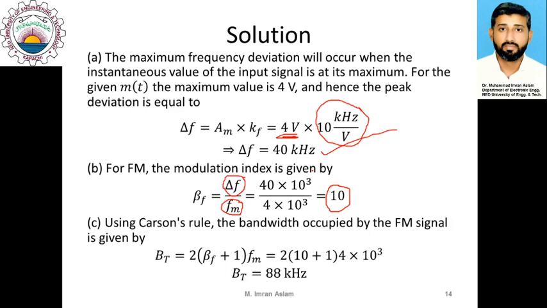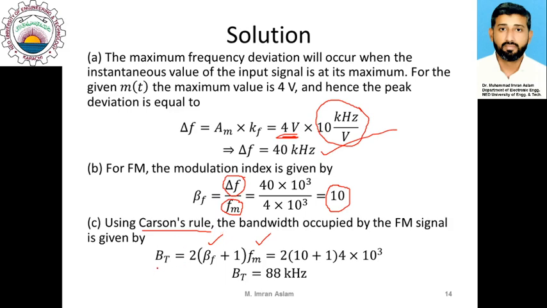So in order to calculate bandwidths, there are certain tables available, but there is a mathematical rule which can also be used to estimate the bandwidth of an FM signal. So this rule is named as Carson's rule. Carson's rule gives you an approximation on the bandwidth of FM signal, and this rule defines the bandwidth as a function of modulating signal, frequency of modulating signal, and modulation index.